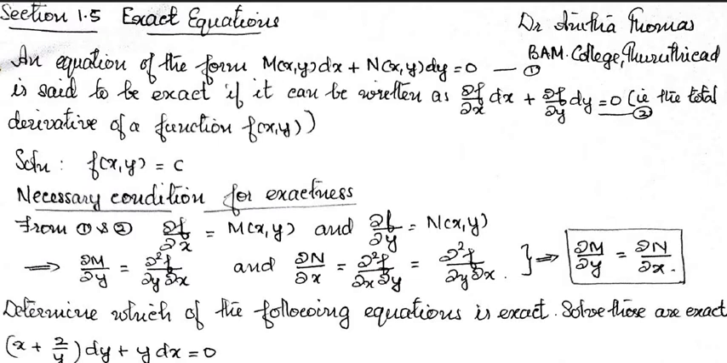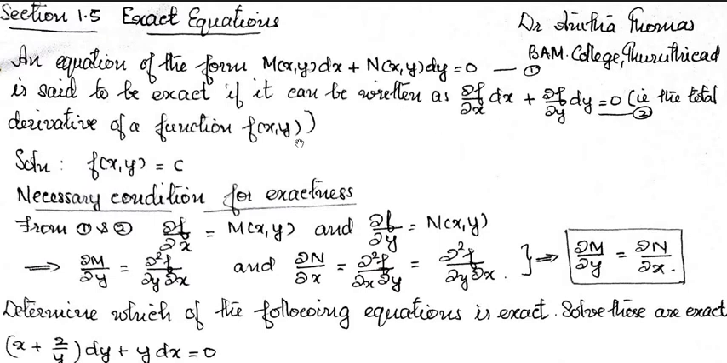Today's class is on section 1.5, exact equations. An equation of the form M(x,y) dx + N(x,y) dy = 0 is said to be exact if it can be written as the total derivative of a function f, namely ∂f/∂x dx + ∂f/∂y dy = 0.